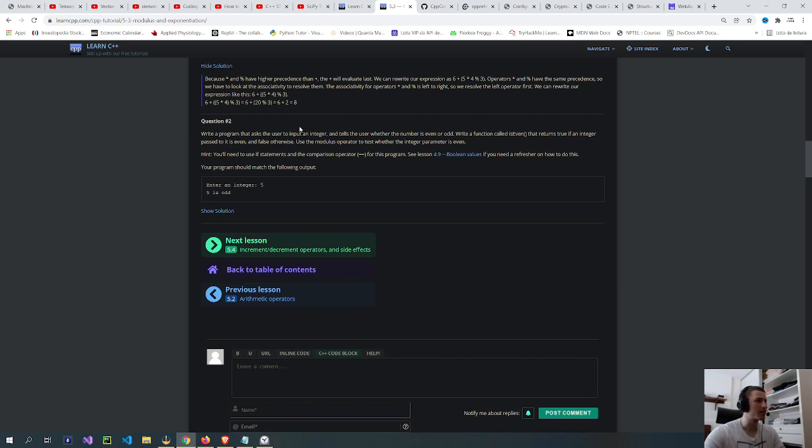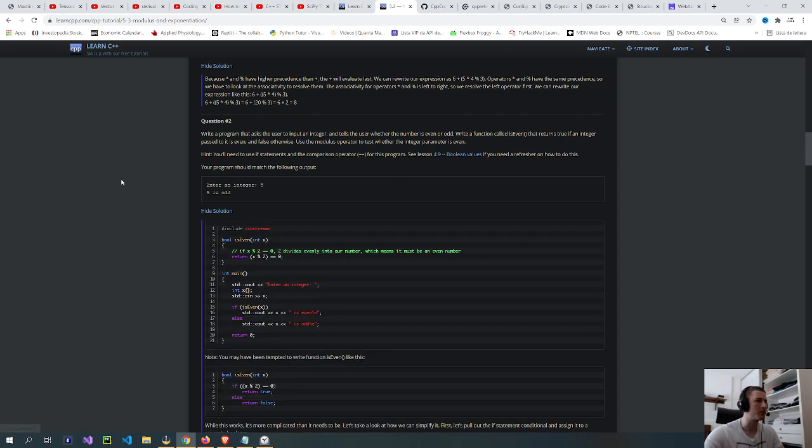Write a program that asks the user to input an integer. It tells the user whether the number is even or odd. Write a function called isEven that returns true if an integer passed through it is even, or false otherwise. I'm not gonna do this.